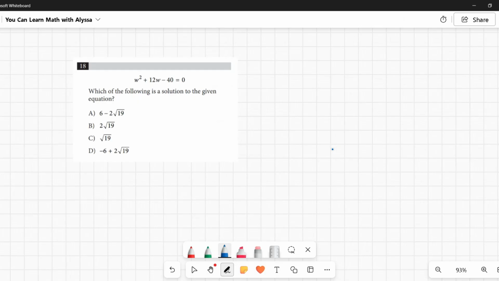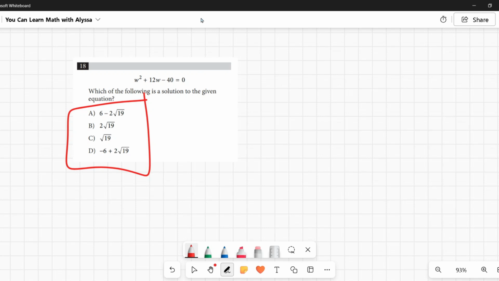Number 18, w squared plus 12w minus 40 equals 0. Which of the following is a solution to the given equation? I do not recommend doing this one by graphing, because if you look at the answers here, you can see there's a square root in every single one of them.